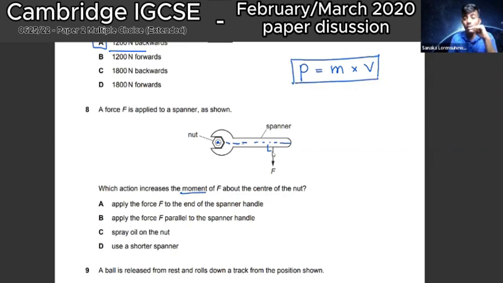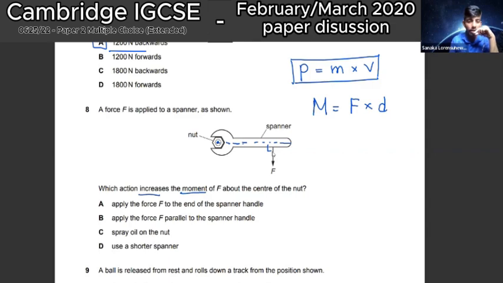We want to find the moment. Yeah, moment is equal to force times perpendicular distance. FD. In this question, we want to find the moment, not momentum. Moment is equal to force times perpendicular distance. It is very important. It should be perpendicular. Force times perpendicular distance. Okay, right.